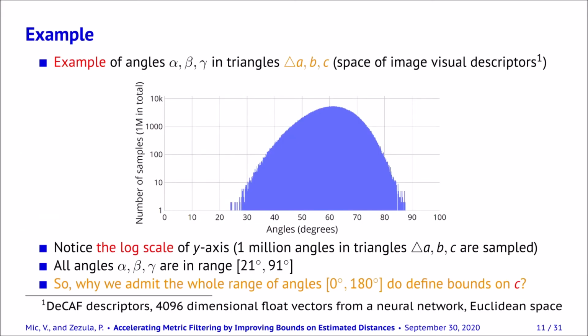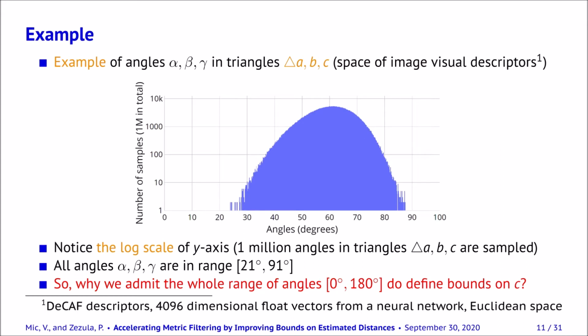To give an example, we visualize angles sampled from real-life data, which are the visual descriptors of images from a neural network. We have randomly selected 333,333 triplets of objects to evaluate almost a million angles in triangles. The sizes of the angles are depicted in this plot on the x-axis. The y-axis depicts the number of angles of the corresponding size in the sample. Please notice that it uses the logarithmic scale. You can see that all the sampled angles are of sizes between 21 and 91 degrees.